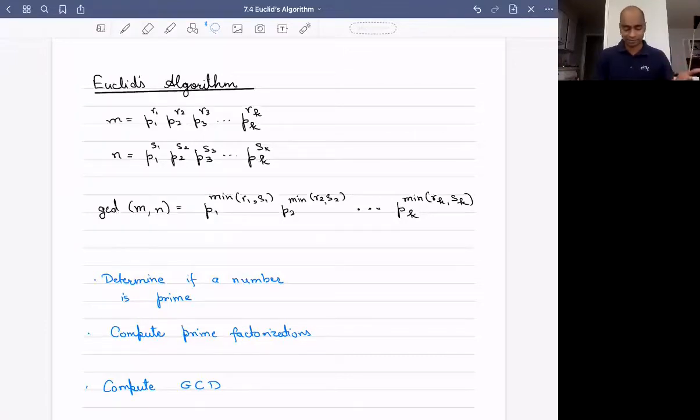So recall that if you have M and N whose prime decompositions are given as follows, where M is a product of prime powers and N is a product of prime powers, then their GCD is simply take the prime powers, but take the minimum of both the powers. Okay, so it's the largest number that divides both M and N, and you can find it using the prime decomposition. Now, how hard is it to find GCD?